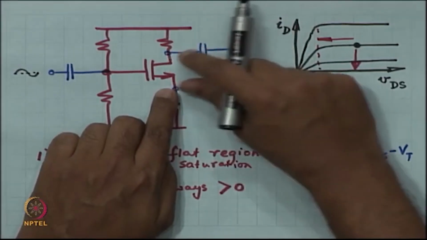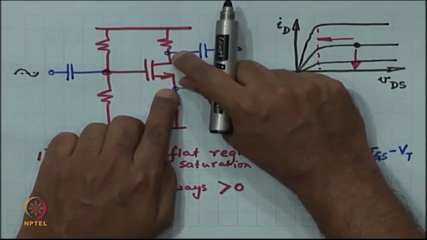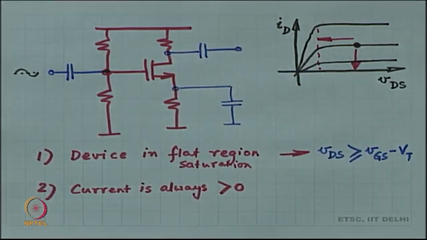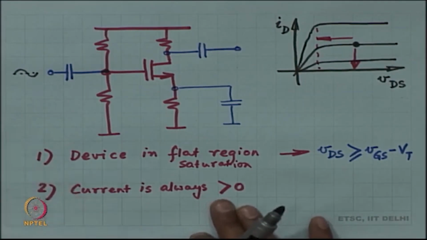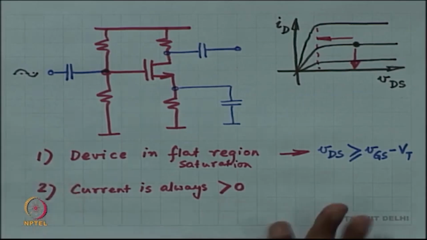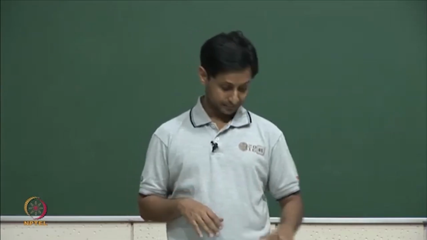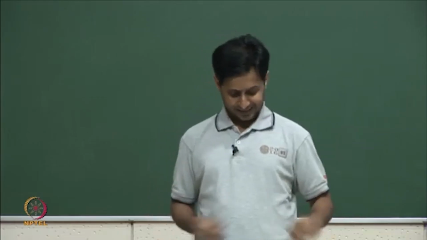You have to make sure that VDS, even though the drain voltage has dropped, should be sufficient that it is more than VGS minus VT. This is when the current is too much, and then the current is too little, right. The lowest current that you can have is 0, you can't have a current less than 0. So, these are generally the two conditions which you have to maintain. Now, let us take an example.